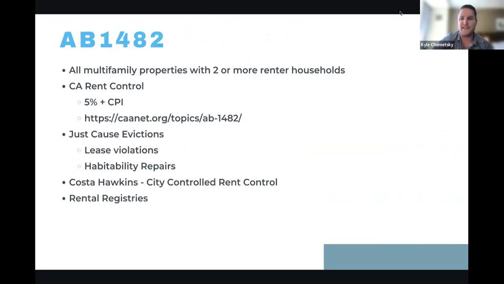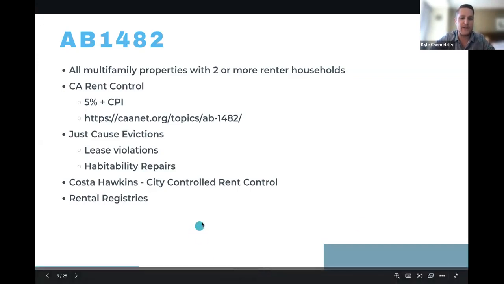All right, AB 1482. Does anybody know what that is? Can you tell us about it? It's a rent cap law for multifamily. Exactly. It's a rent cap and just cause eviction law for all multifamily properties. So if you hear an investor complaining about what if we get rent control, or asking questions about rent control and what could happen if it's a bad idea because of the possible rent control, we already have rent control. It already exists. If it's a property with 2 or more units that's not owner occupied, then it has rent control already.